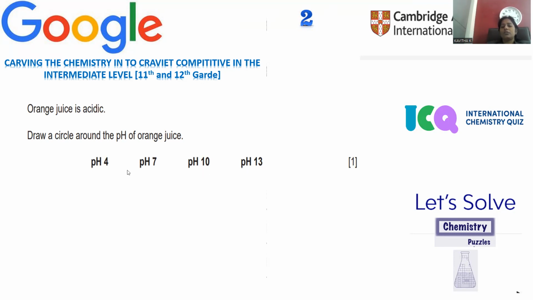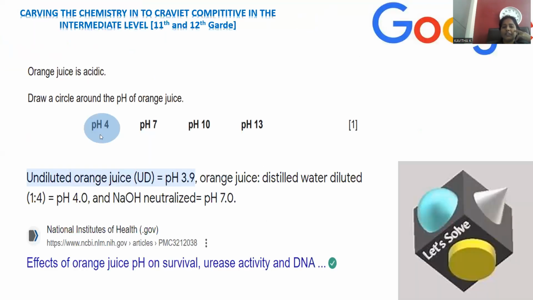So among all the options, only one option has less than 7 pH. Less than 7 pH is obviously acidic in nature. Orange juice is acidic, they mentioned, so blindly we can put a circle around this pH 4. So pH 4 is the correct answer. And undiluted orange juice is said to be pH 3.9. 3.9 rounded up is 4.